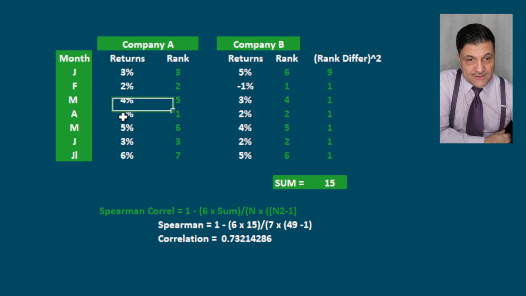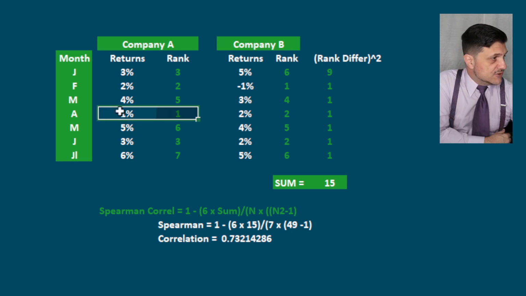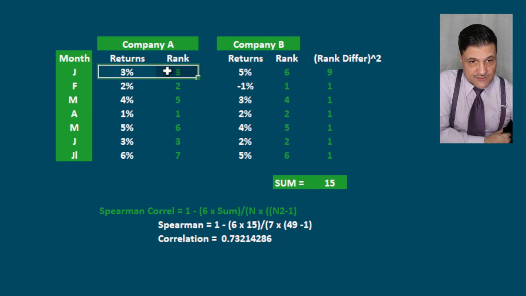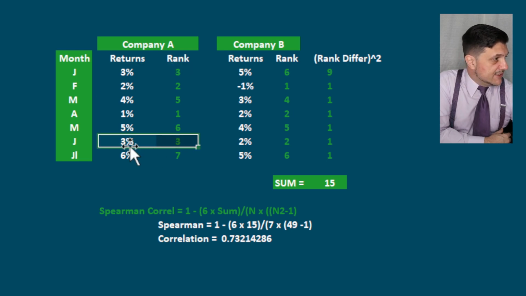Number 1 is assigned to 1% for company A, because that's the lowest return in the list. Equal returns, you put equal rankings. Now, the second one here, 2%, 3%. 3% again, see? You got number 3 here. So you don't have number 4, because the second 3% occupies the 4th place.